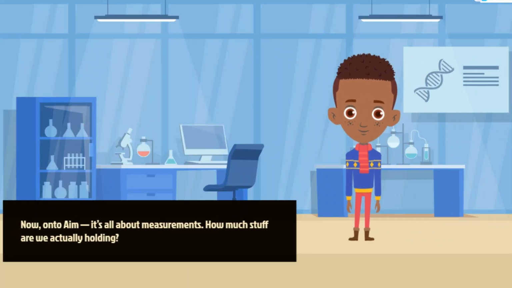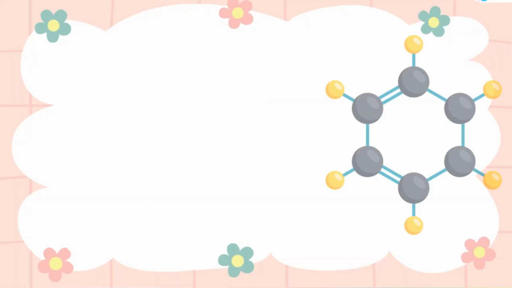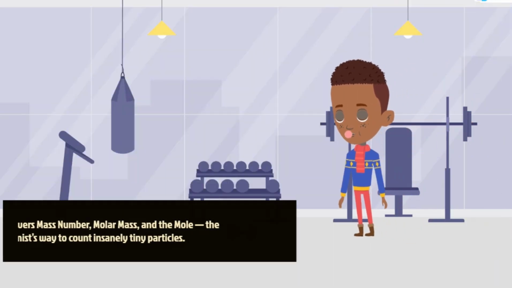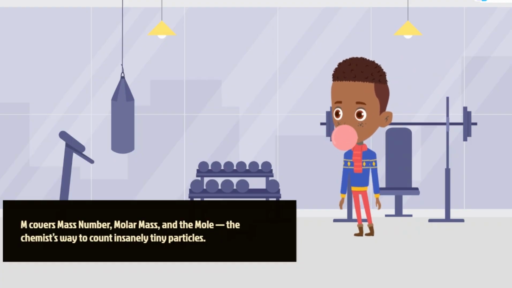Now, on to aim. It's all about measurements. How much stuff are we actually holding? A stands for atomic number, atomic mass unit, and atomic mass, the basics of element identity and weight. I is for isotopes, same element, different neutron counts, like oxygen-16 and oxygen-18, twins with a twist. M covers mass number, molar mass, and the mole, the chemist's way to count insanely tiny particles.